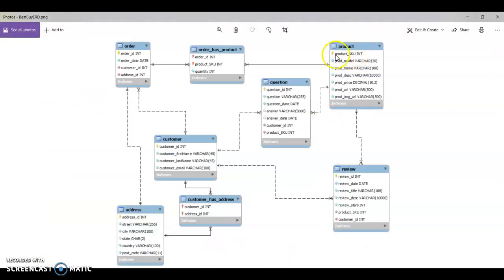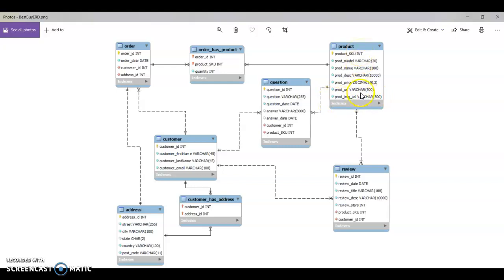So for each product, I chose the product SKU as the primary key that should be unique for each product. Some other attributes were the model and the name and the description, which would all be varchar data types. The price should be one thing for the product, which would be a decimal, and then the URL for the product page, as well as an image URL for the product image.